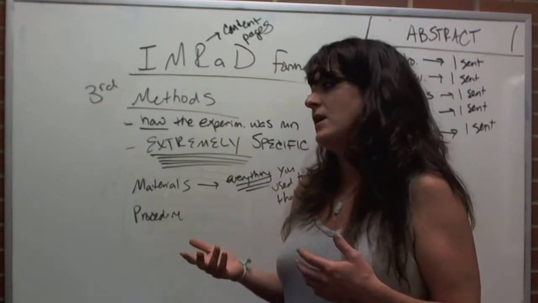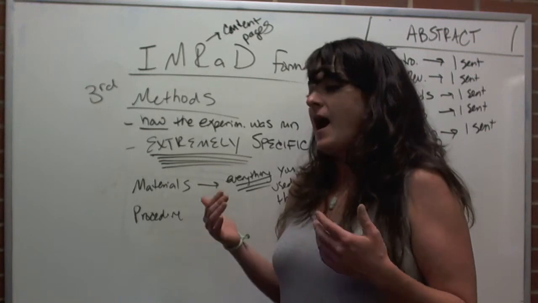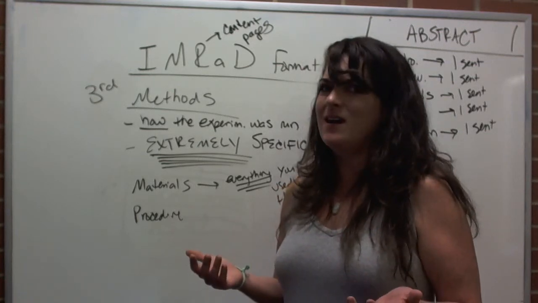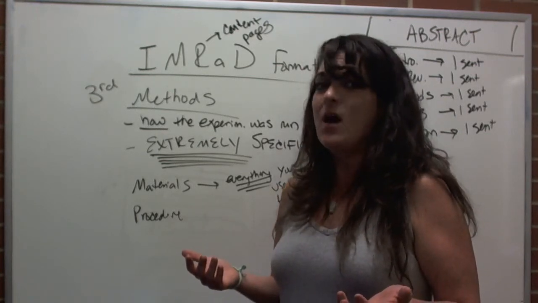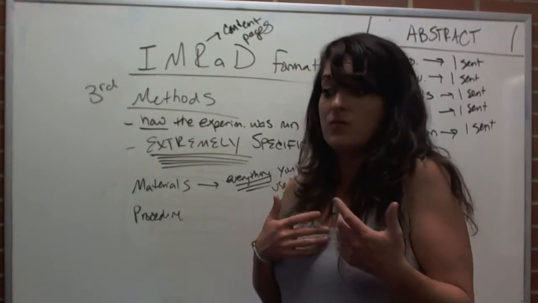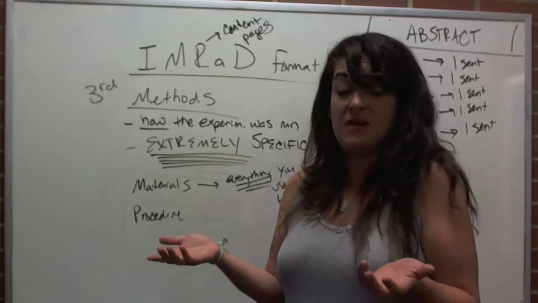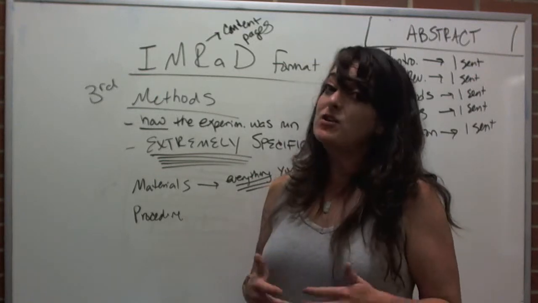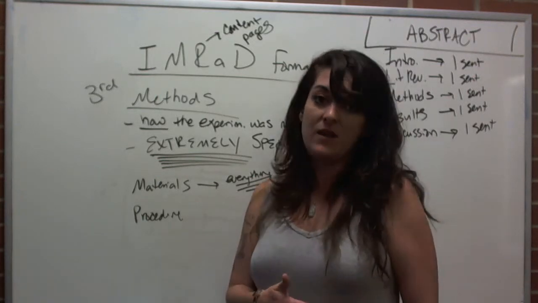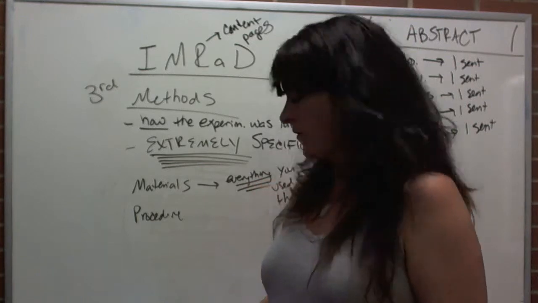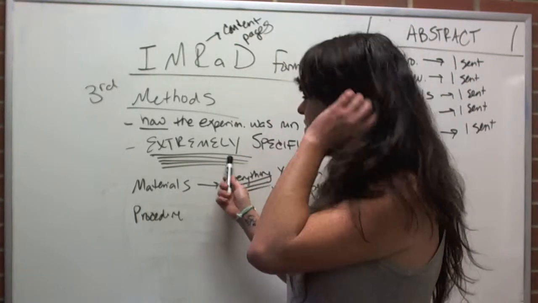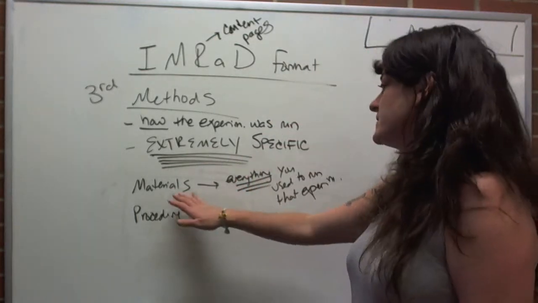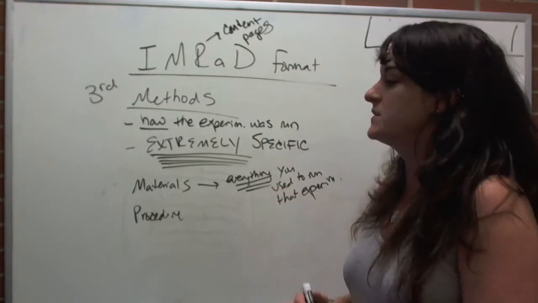So it's a way for peers in the scientific community to check each other. Okay, so if I'm reading an experiment report and I'm looking at data and I'm like, I don't know about that data, well then I or my research team can run that exact same experiment and see if I get the same results. If I do, it's valid data. If I don't, then we have to go back and examine the experiment all over again. Okay, so that's why it's so specific. So the materials section is everything you use to run that experiment.